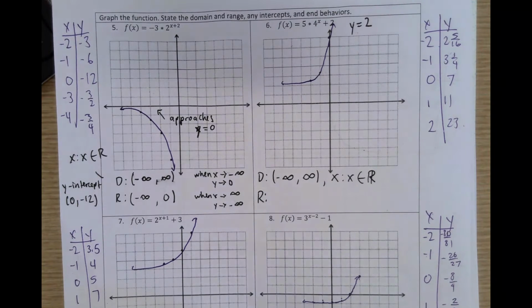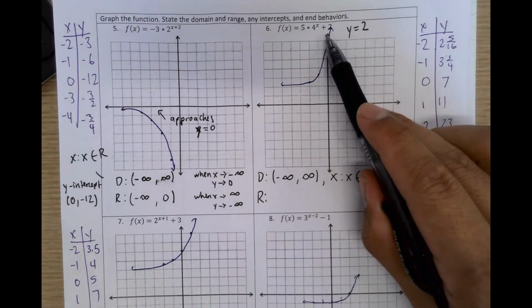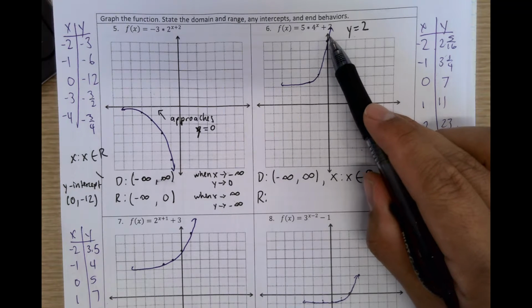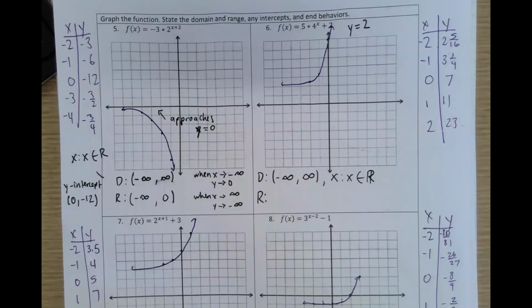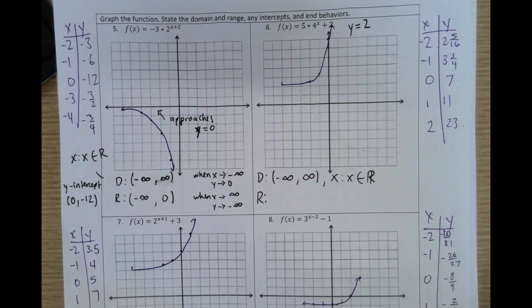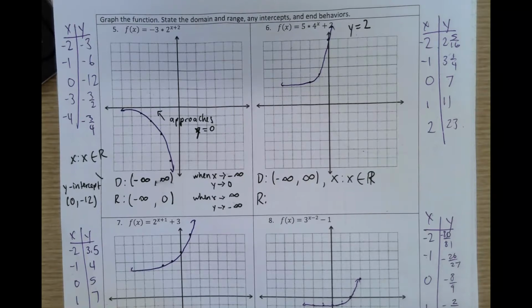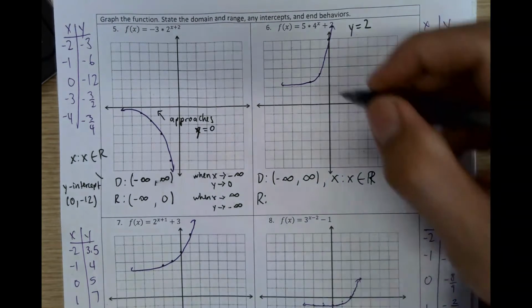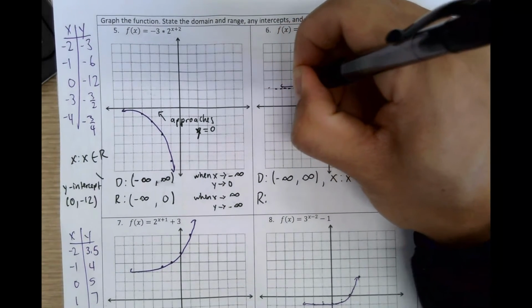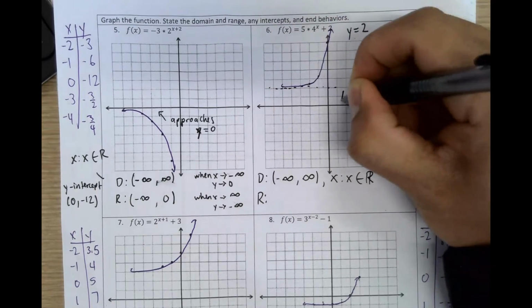As an example, this graph moves 2 spaces up. If we look at the transformations, they're adding a number 2 to the outside of our equation, so our graph is going to move 2 up. At the same time, the asymptote is going to move, and it's going to be y is equal to 2.